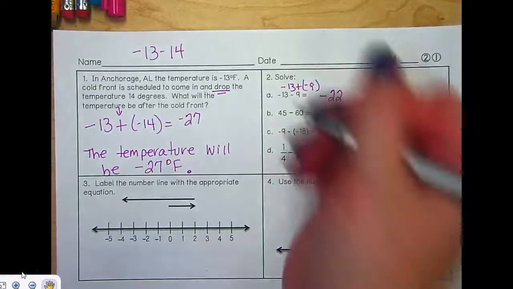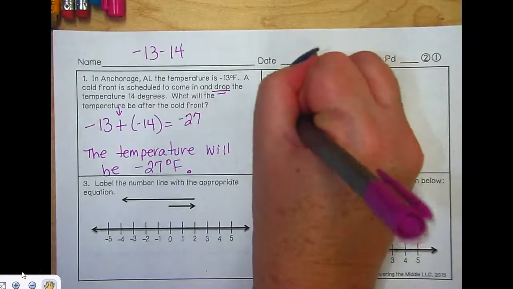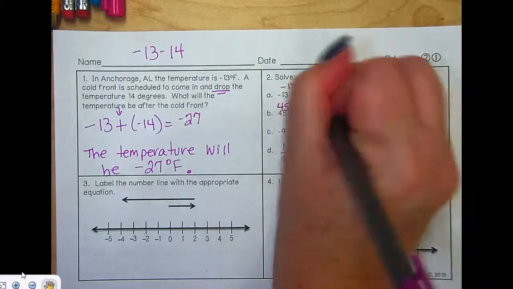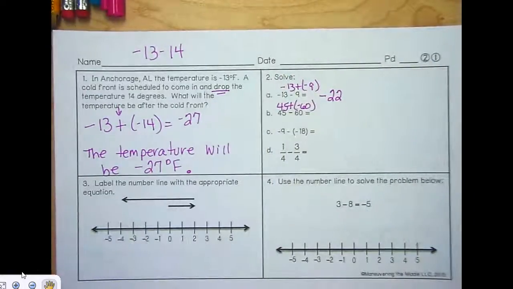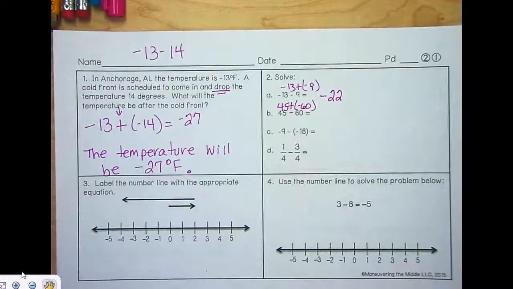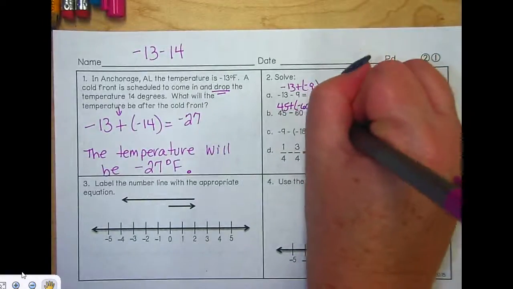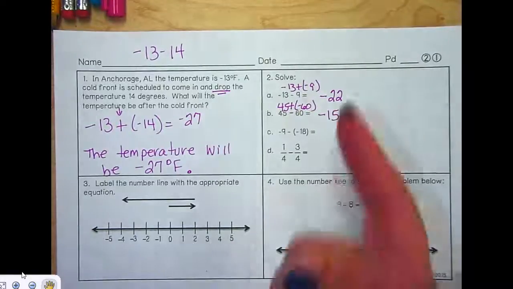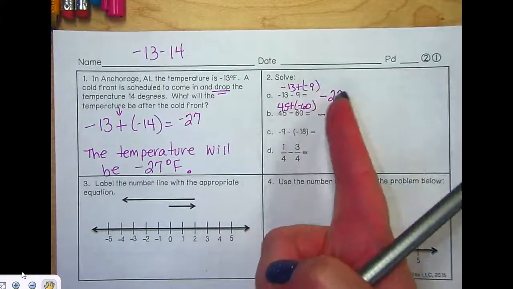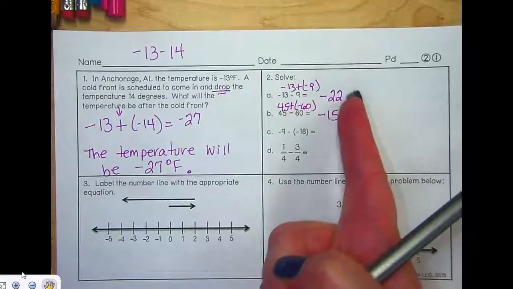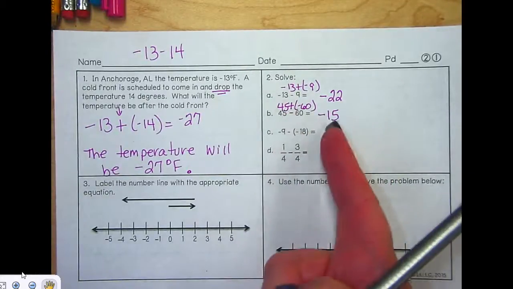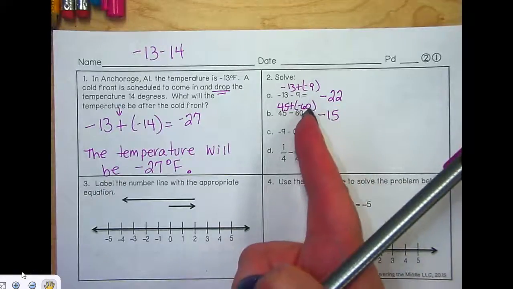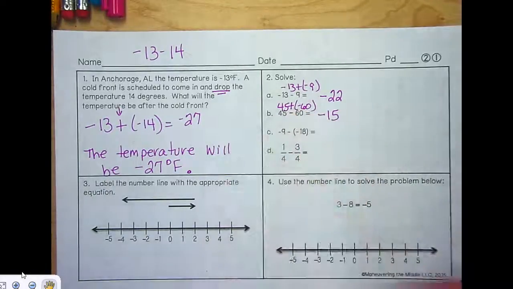45 minus 60 looks like 45 plus negative 60. Anyone know the answer to 45 plus negative 60? Alexis? Negative 15. Right? Remember the rule on A is if the signs are the same, you add them together and keep the sign. If the signs are different, like this, you subtract. 60 minus 45 is 15. 60 has the greatest absolute value, and it's negative, so your answer is negative.